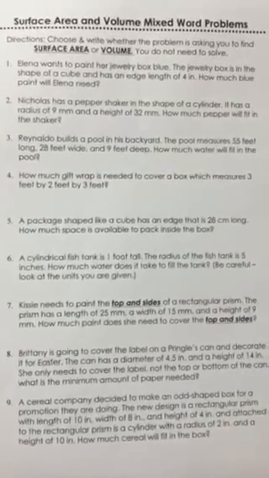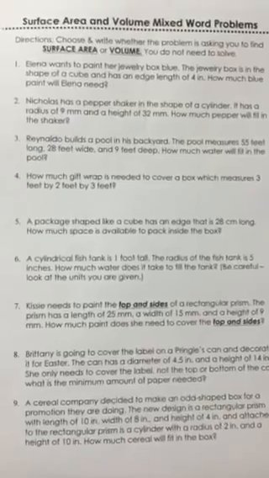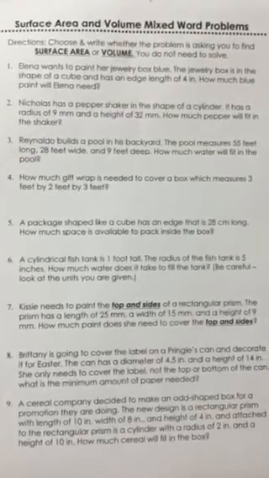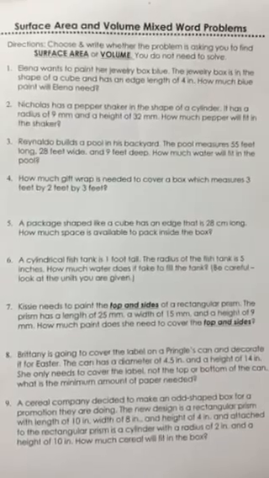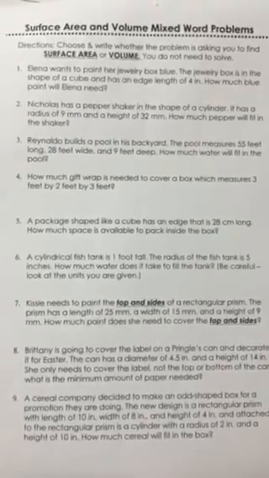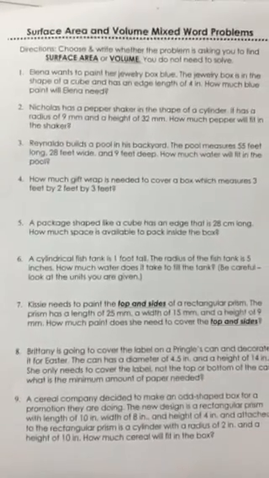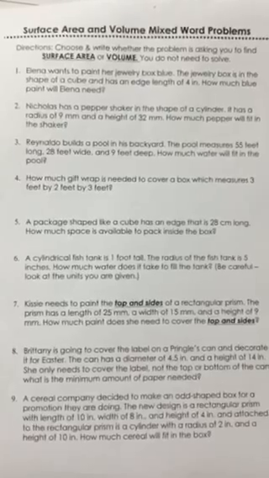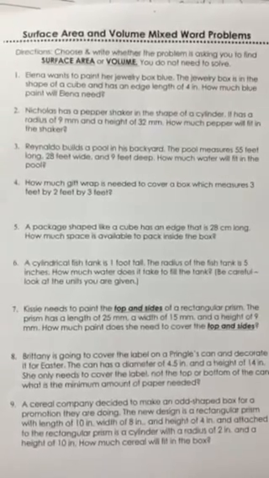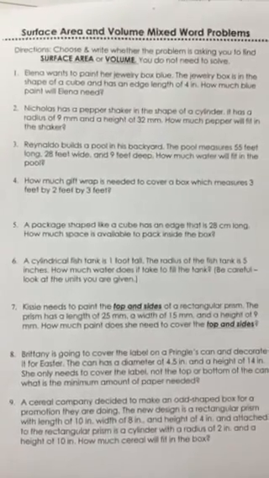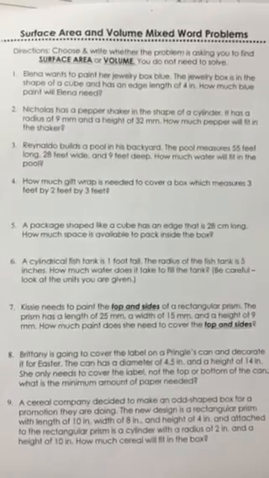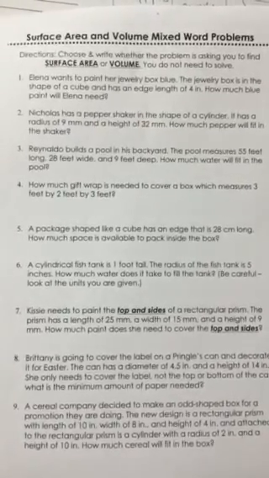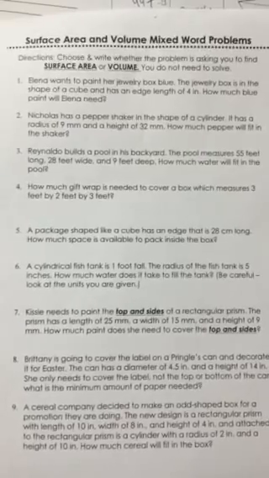So there you go. Number 1, Elena wants to paint her jewelry box blue. The jewelry box is in the shape of a cube and has an edge length of 4 inches. How much blue paint will Elena need? So write down volume or surface area. What are you looking for there? Number 2, Nicholas has a pepper shaker in the shape of a cylinder. It has a radius of 9 millimeters and a height of 32 millimeters. How much pepper will fit in the shaker? Again, is it volume or surface area?